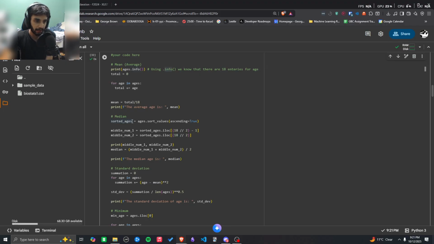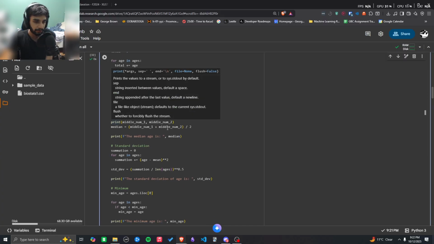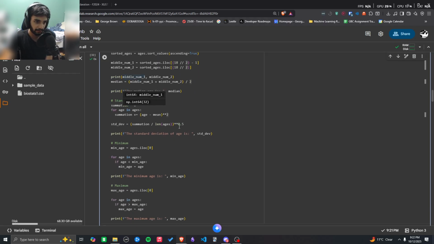For the median, we create a new variable, we use ages, and we use sort values, we sort them ascendingly. Because this is an even number, there are going to be two values in the middle. You just take 18 divided by 2 and subtract 1, and that's your first number. The second number is just 18 divided by 2. Then you just add them up and divide by 2. You get the average, which is going to be your median.